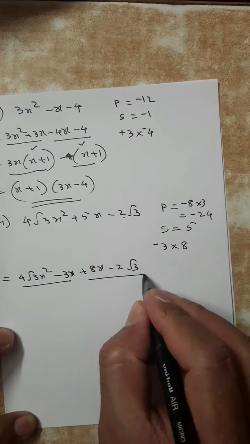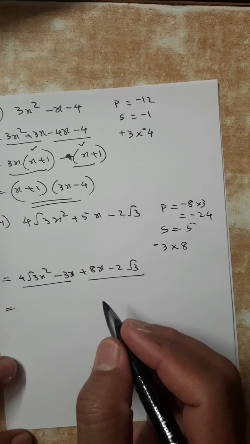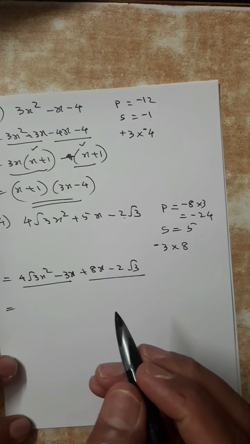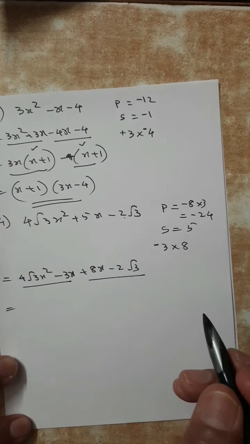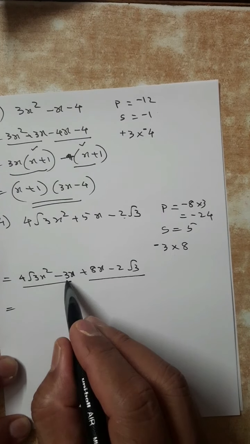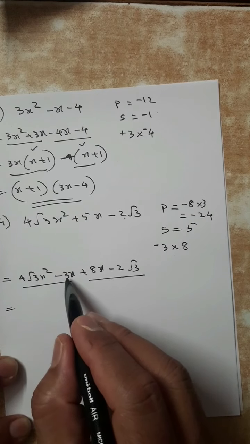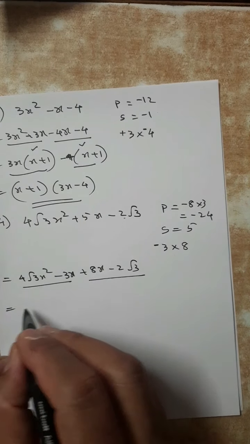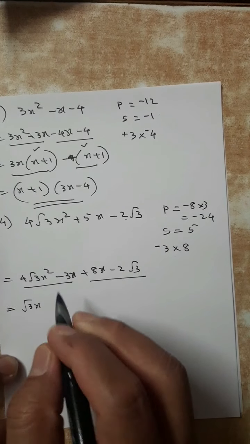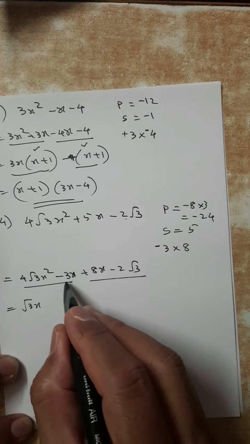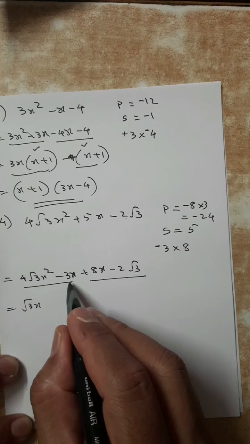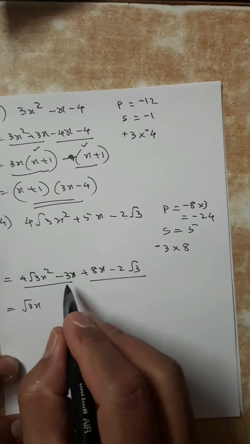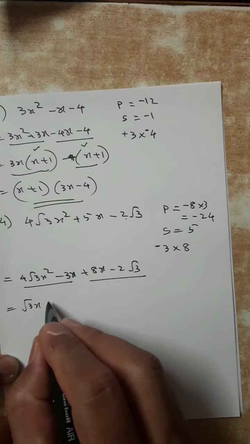What is common? Root 3 is common. How is root 3 common? Because 3 is the same as root 3 into root 3. X is also common, so we can say root 3x. Since root 3 is present here, we will break 3 as root 3 into root 3, and from here also we take root 3 outside.